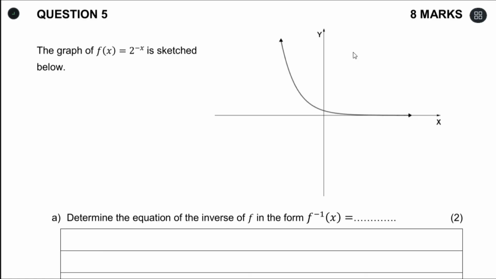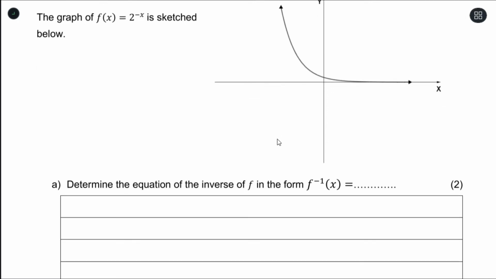Moving on to question 5. The question says the graph of f of x equals 2 to the power of negative x is sketched below. So this is the sketch of 2 to the negative x. The first question here asks you to determine the equation of the inverse.